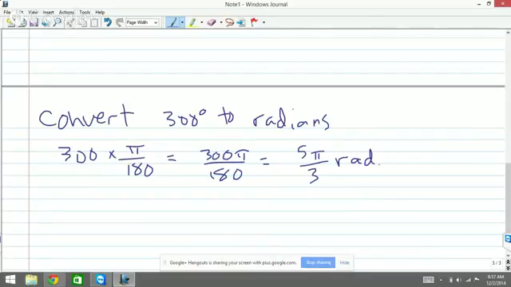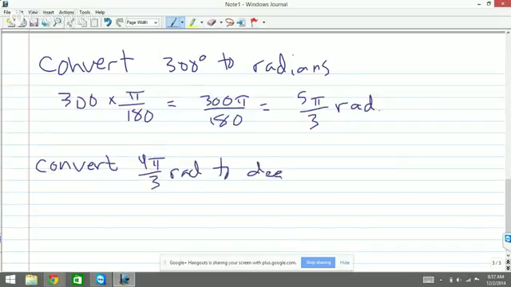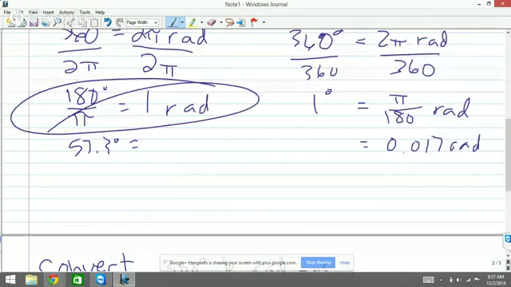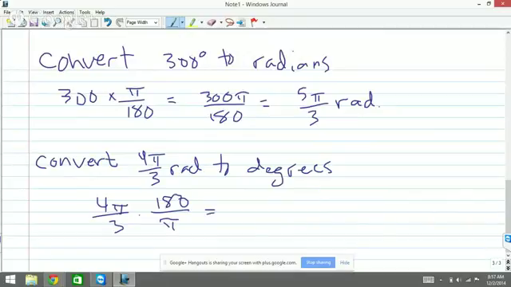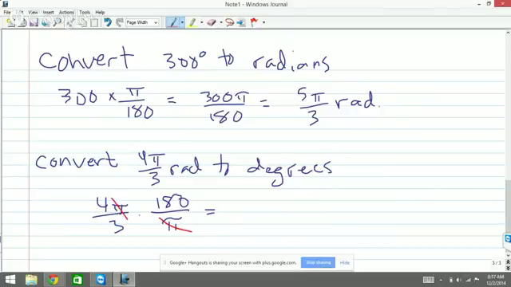And then you can do the same thing. Let's say convert 4 pi over 3 radians to degrees. Which one do I use? Yeah, that one right there. So times by 180 over pi. The pi's cancel, right? Top and bottom, they cancel out.